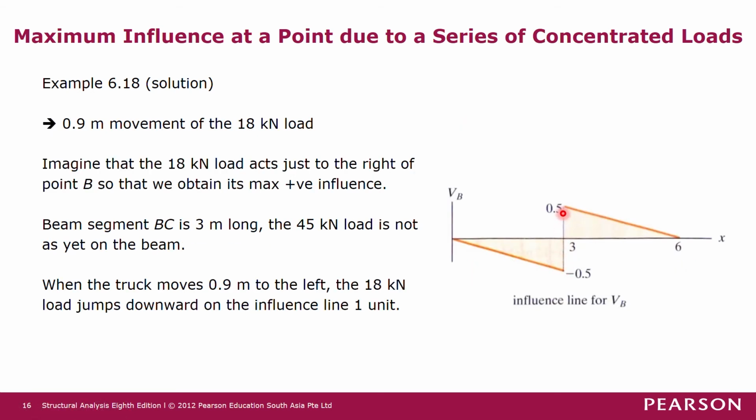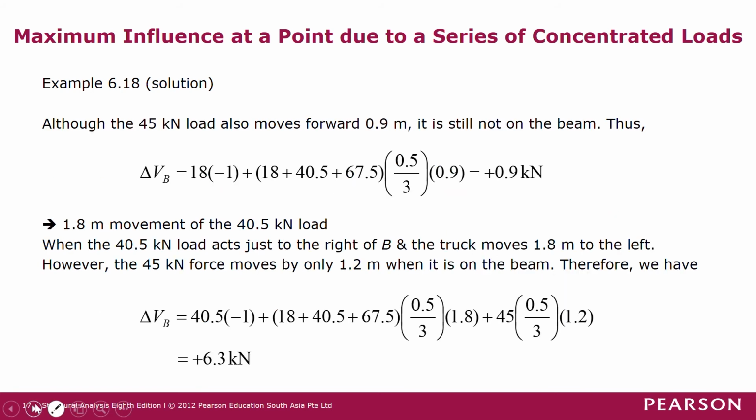So it's 0.5 over 3, and on this side also is 0.5 over 3. Okay, that's the magnitude of these two slopes of the function. Alright, and then multiply by the horizontal movement of 0.9. So this term here, the slope multiplied by the horizontal distance, gives you the change in ordinates. The change in ordinates multiplied by the force will give you the change in force, right?